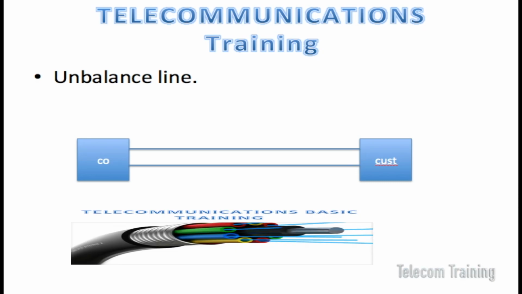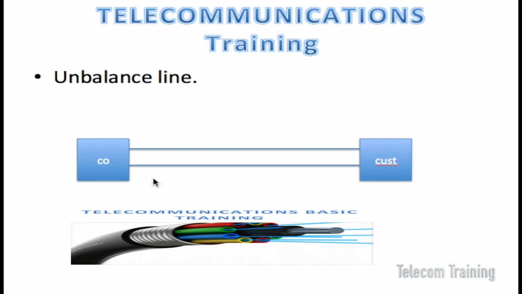On this slide, we're going to talk about an unbalanced line. We've used a telephone line as an example. This represents the central office of the telephone company, and this represents the customer's premises. And these are copper lines running between the central office and the customer. This side is called a tip in the telephone industry, and this side is called the ring.